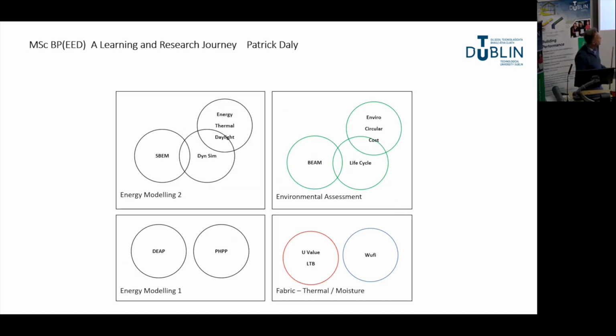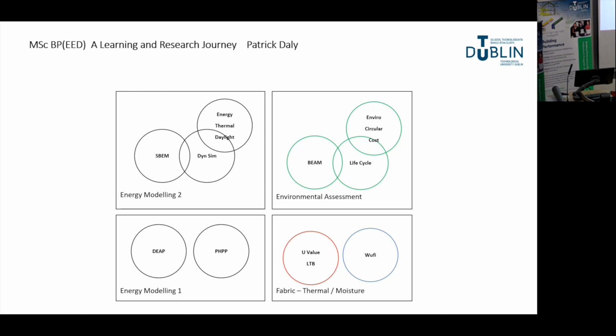And this is my summary of the program for the first 2 years, and you'll see that modelling is very much at the heart of it. So we have our year one energy modelling, PHPP and DEAP, and then we have fabric modelling, thermal U value and linear thermal bridge, and then moisture analysis.